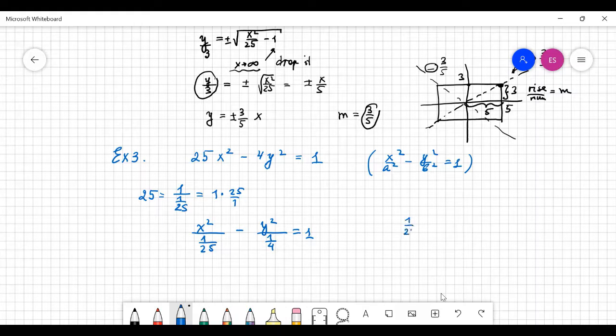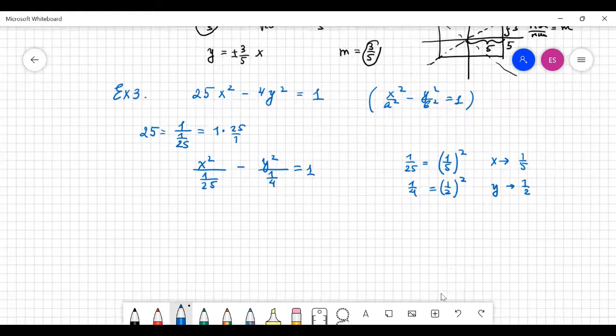And 1 over 25, it's 1 over 5 squared, right? So my x dimension then is 1 over 5. And 1 over 4 is 1 over 2 squared. So my y dimension is 1 over 2. And my fundamental rectangle is going to have very small dimensions, but still, it's going to be a nice fundamental rectangle.